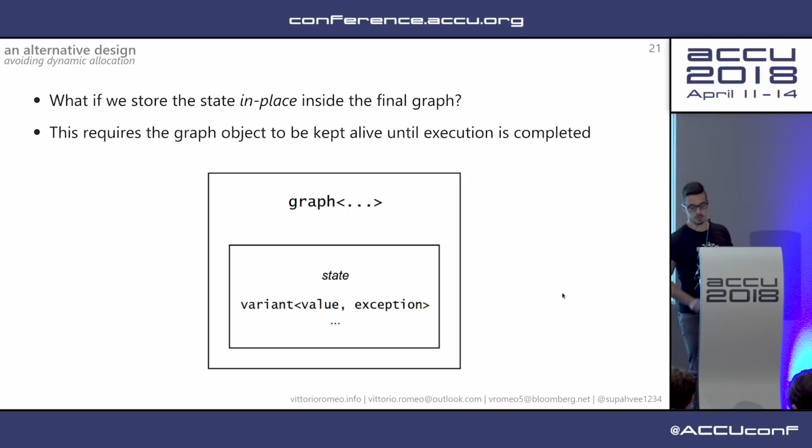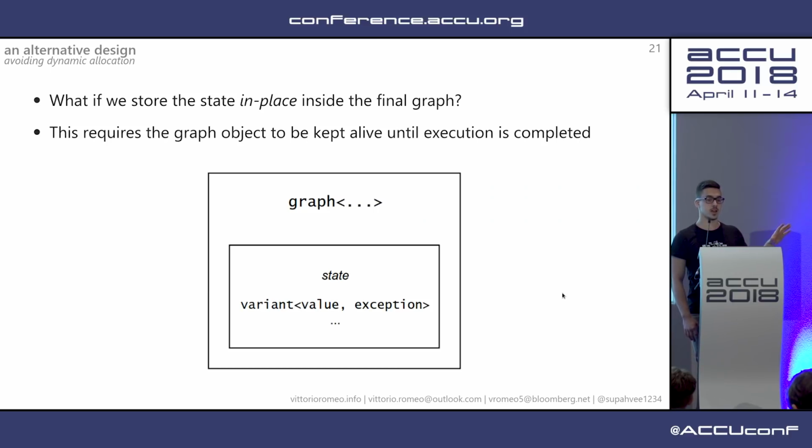So my alternative proposal is, what if we simply store the state in place inside the final graph object? We are composing this graph, we're going to get a giant type, which is going to be an object. Why don't we store all the things we need inside the type on the stack? While this works, it adds an extra requirement on the usage of this kind of future composition, which is that the graph object must be kept alive until execution is completed.